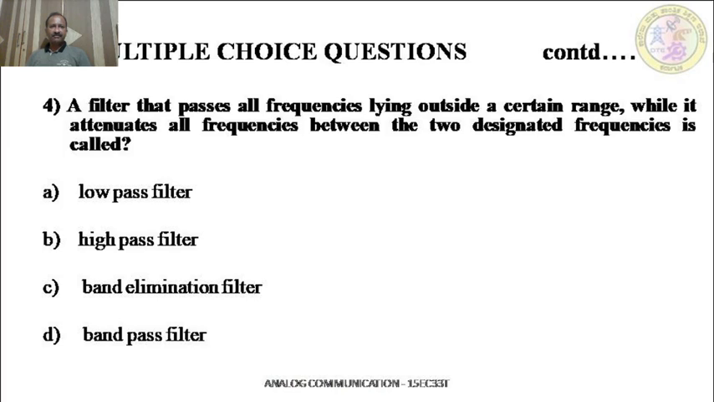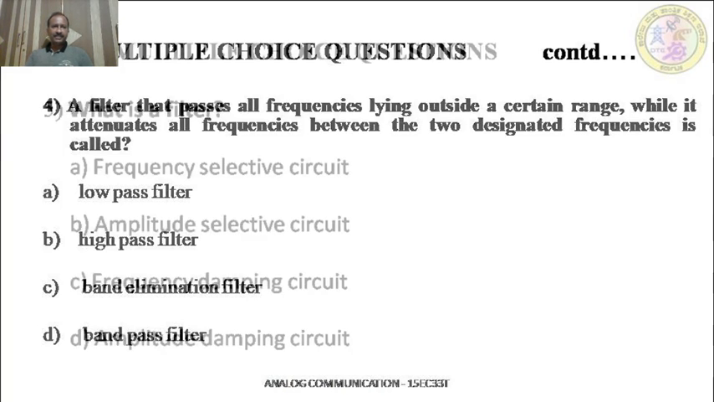Read the question carefully. It is a filter which passes all the frequencies outside the certain range. Other than the band, it is going to pass, but that particular band it is not passing. That means the particular range is rejected or eliminated. That means that filter is called a band elimination filter. So for this question, the answer is C, band elimination filter. Like that, you have to analyze what the question given is and then mark in your examination.